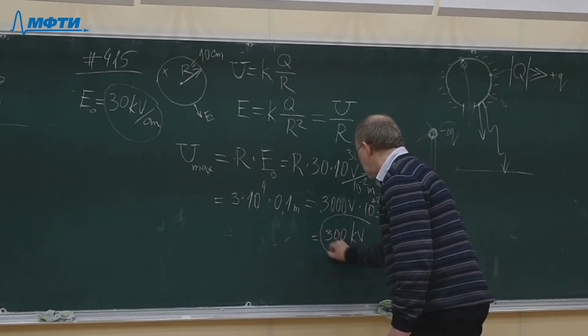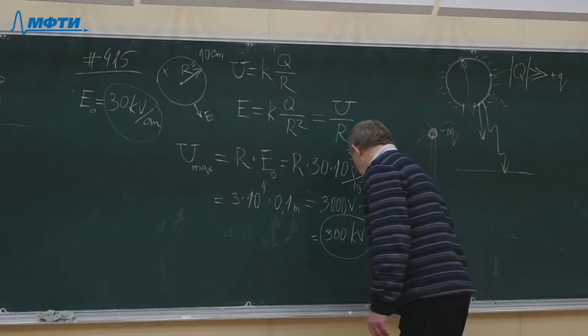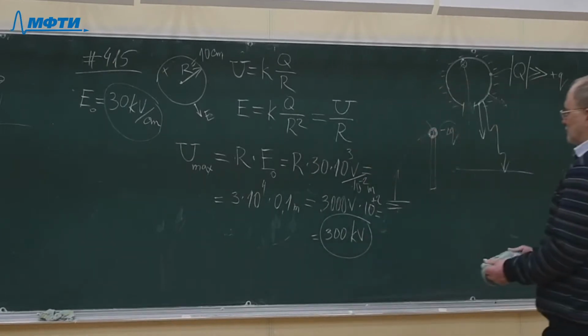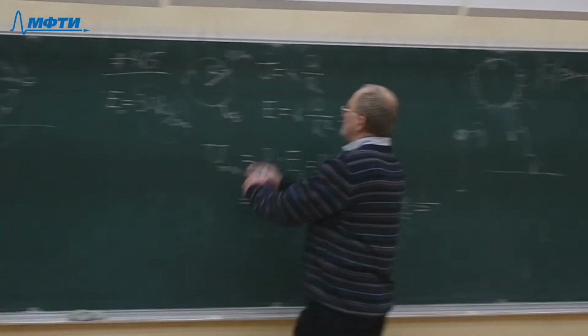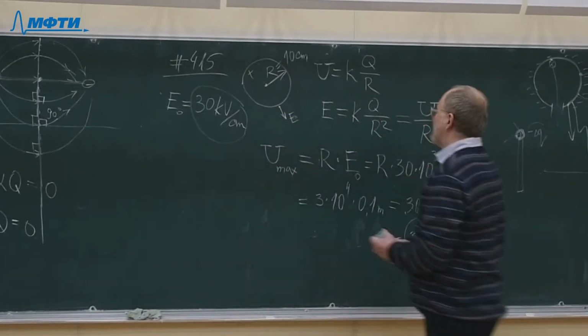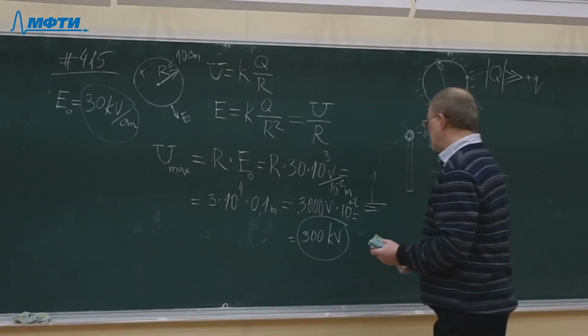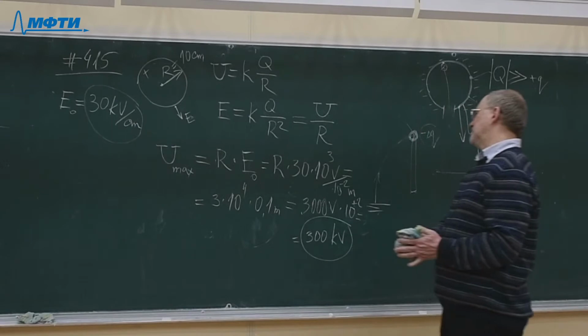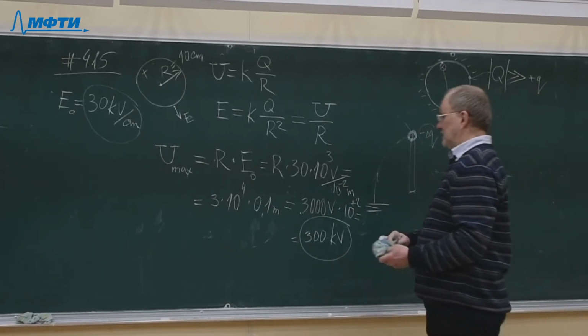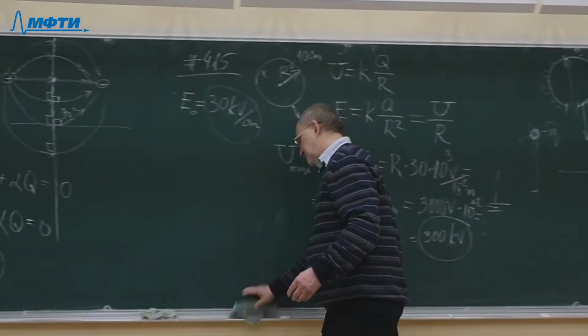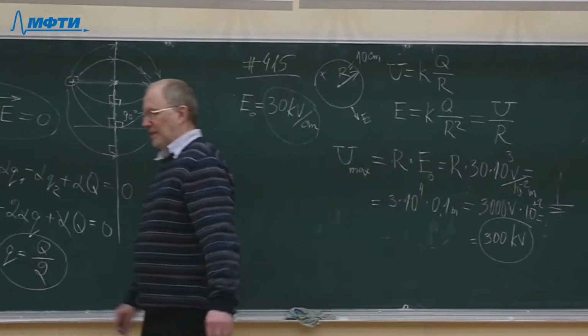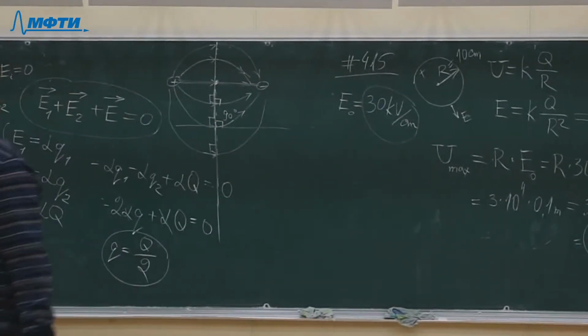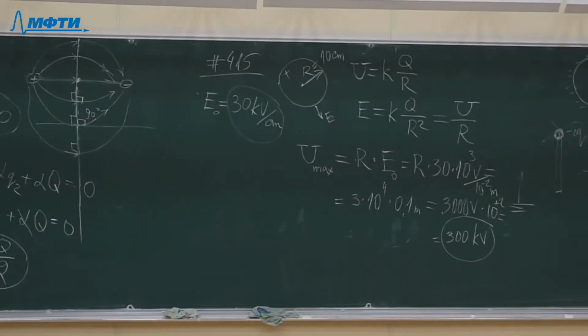Yes, that looks closer to reality. If we have a sphere of 10 centimeters in radius, then the maximum possible potential of the sphere will be 300 kilovolts. That looks like reality. Yes, that's closer to reality.